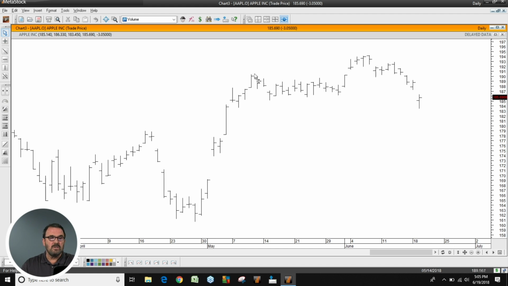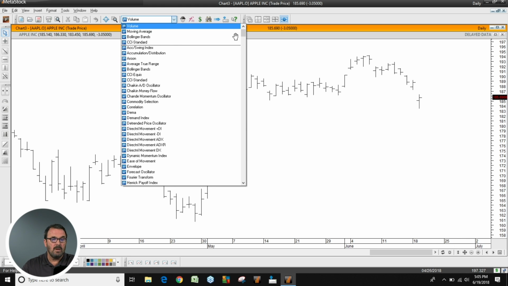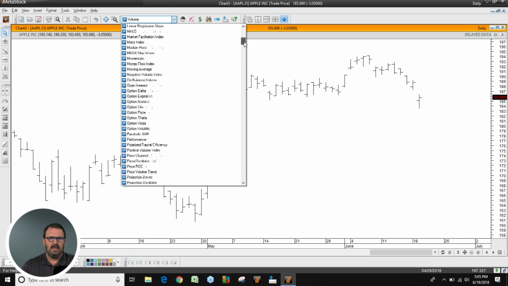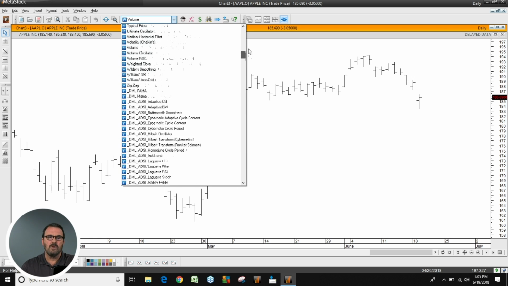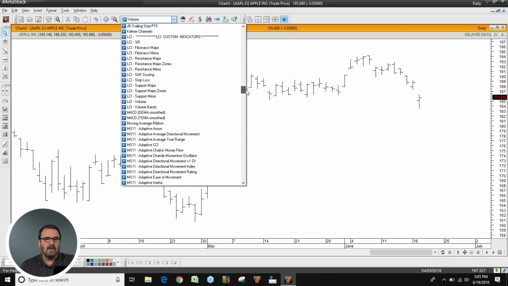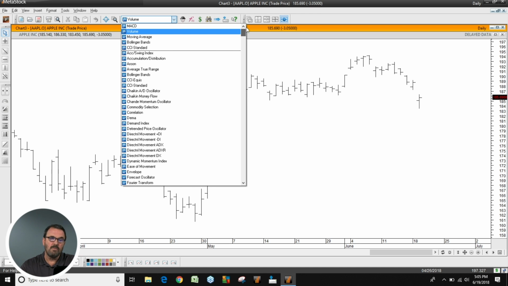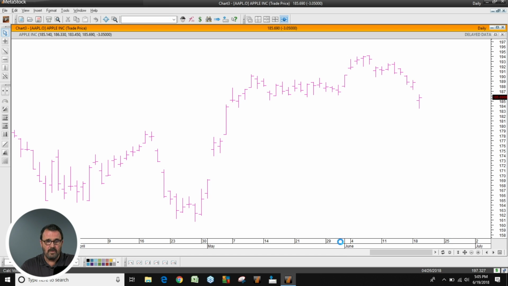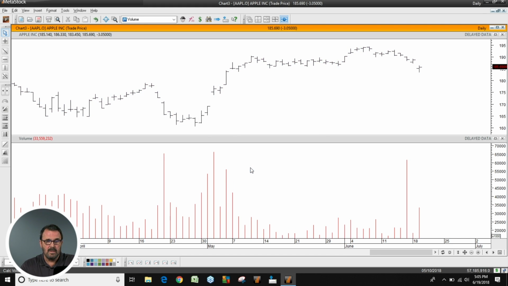A couple of things you can do, of course, is just merely add some indicators. And MetaStock has hundreds of indicators. Depending on the version of MetaStock you have and whether or not you have add-ons installed, this can be quite a lengthy list. So, for instance, if you said, I want to see volume, yeah, you can throw volume down here. And that's a helpful addition to a chart, of course.